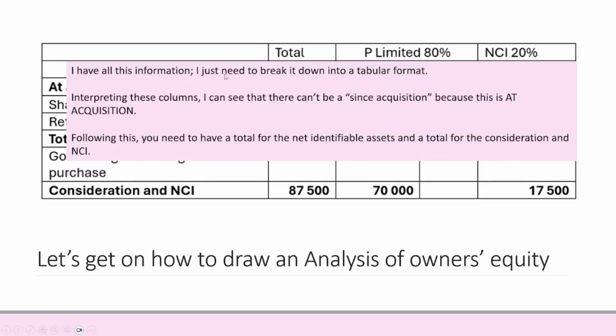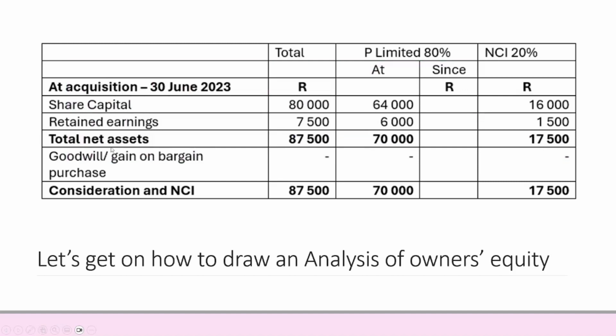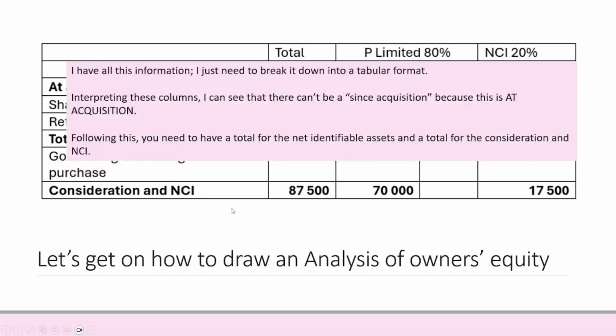I have all this information. It's just me breaking it down into a tabular format. So I did mention the since acquisition part, and I did mention the fact that you need to have a total for the net identifiable assets and the consideration and NCI.